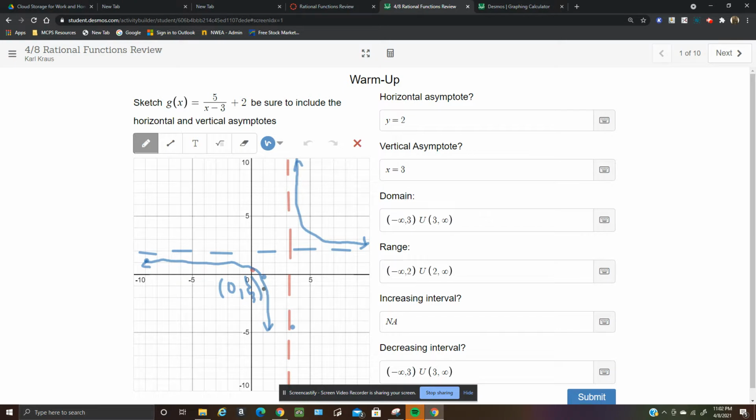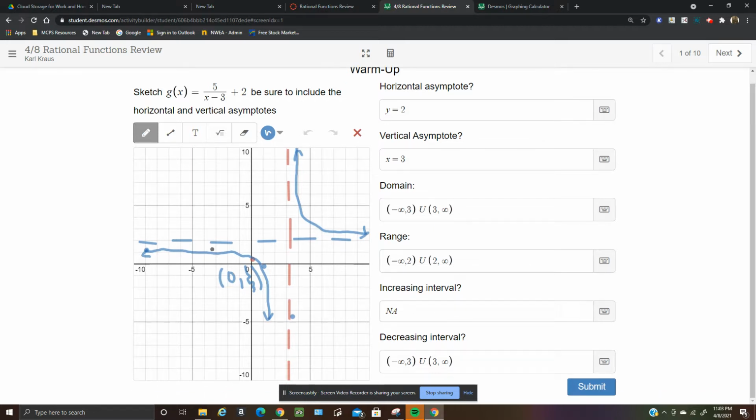So you sketch in the horizontal and vertical asymptotes, and then the function follows along the horizontal and vertical asymptote. The domain, negative infinity to 3, and then there's a break in the graph, and then 3 to infinity. The range, start at the bottom, negative infinity to 2, and there's a break, and then 2 to infinity. Increasing is NA, so this is always decreasing, so negative infinity to 3, and 3 to infinity, same as the domain.